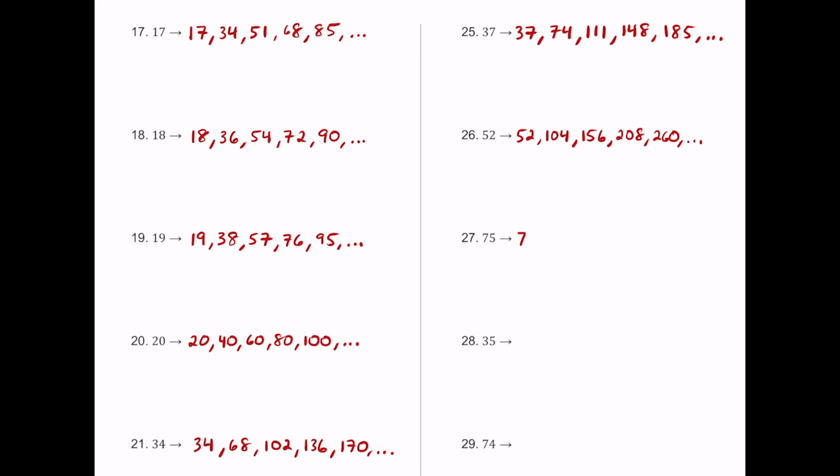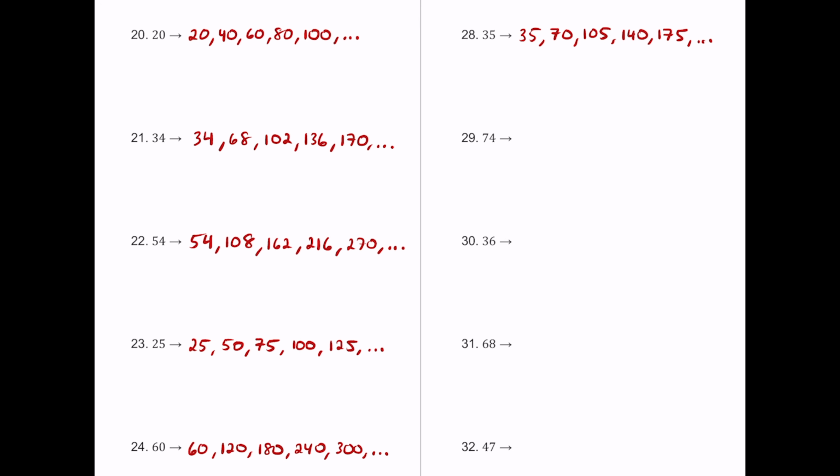For 27, we'll start with 75. Another 75 makes 150. Another 75 is 225. Then 300, and then finally 375. For number 28, we have 35, so 35's first. Another 35 makes 70, another 35, 105, another 35 makes 140, and then 175. And I think that's going to be our first 5 multiples.